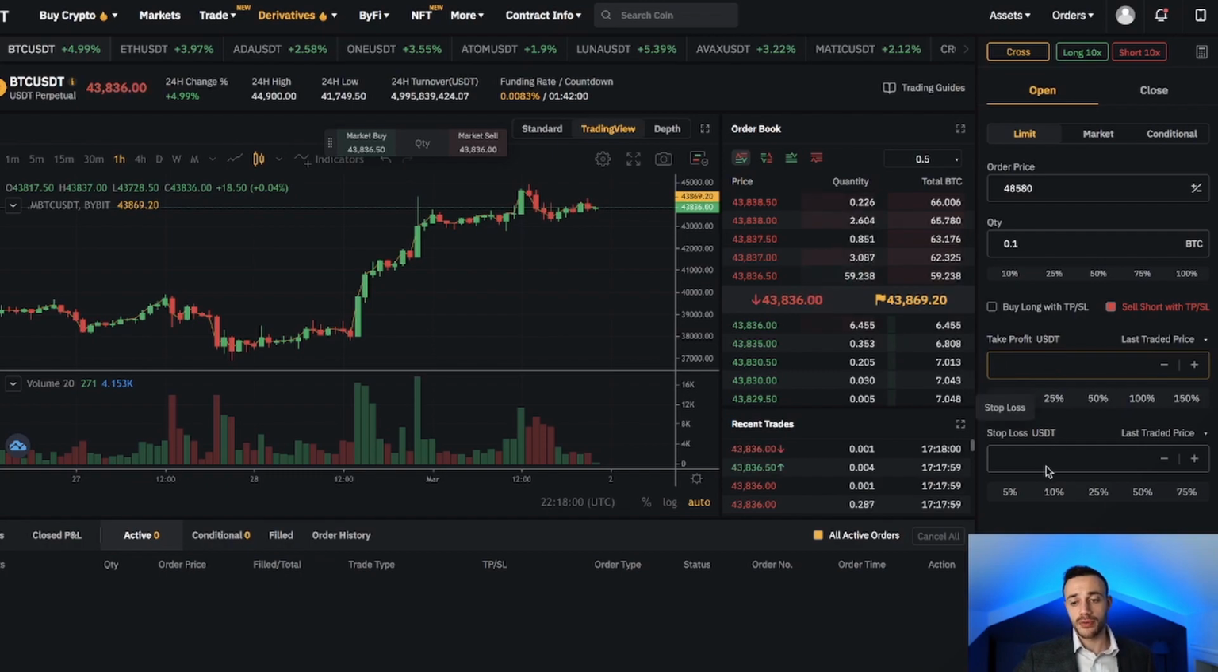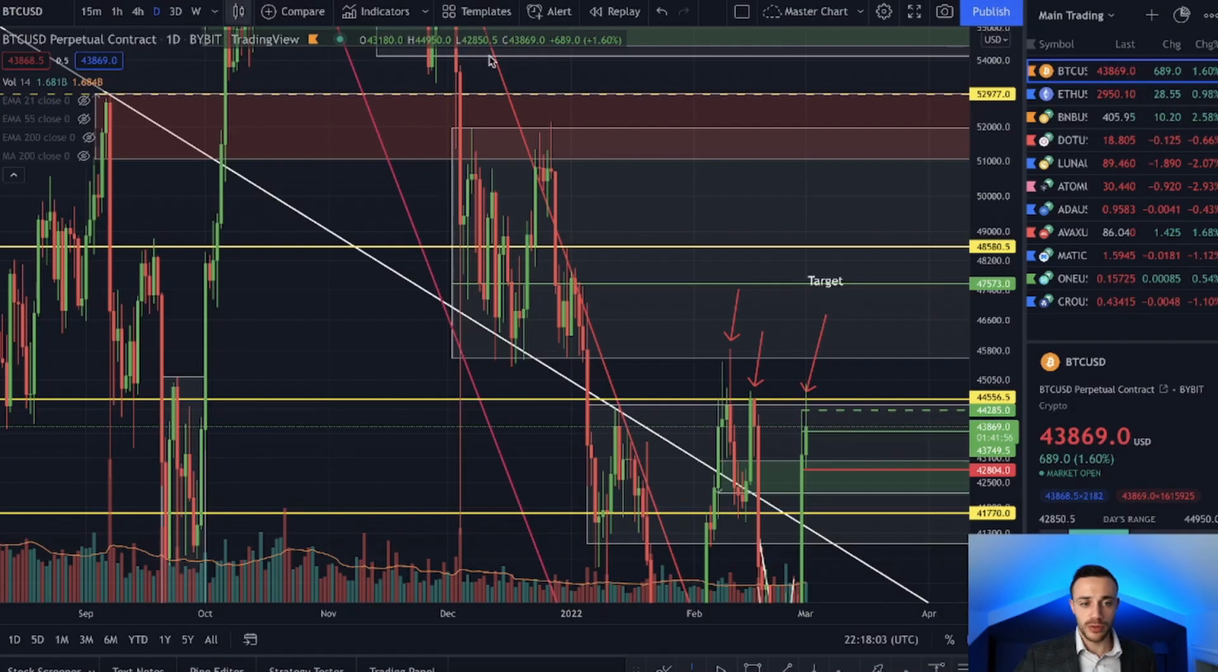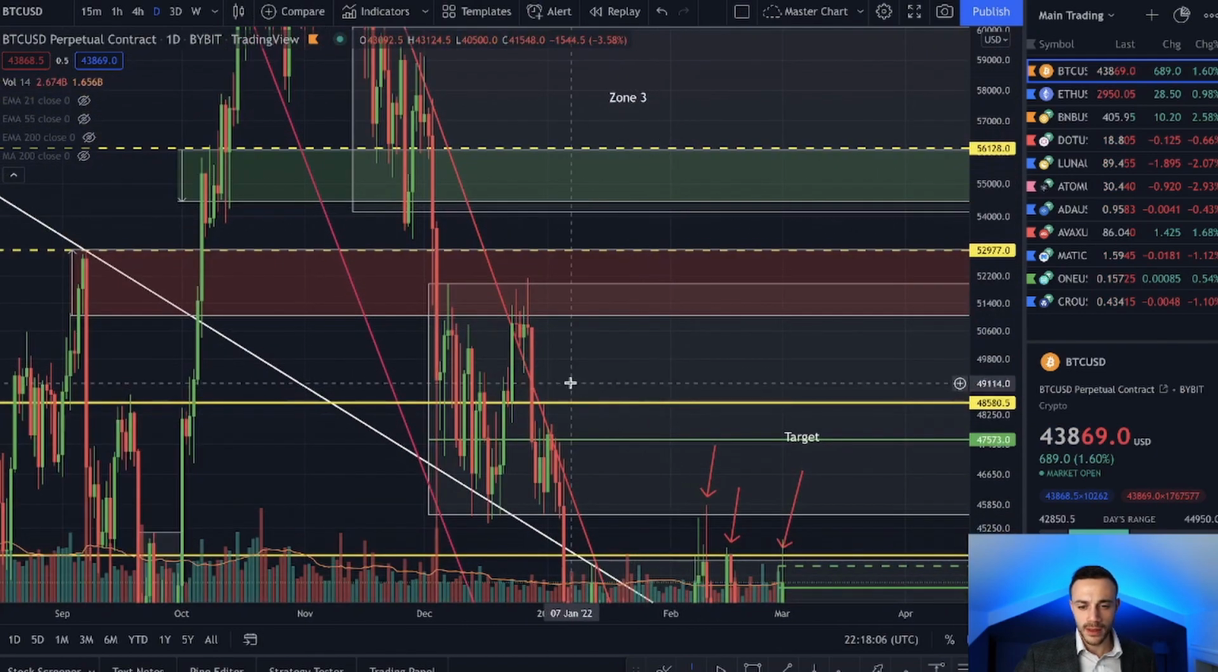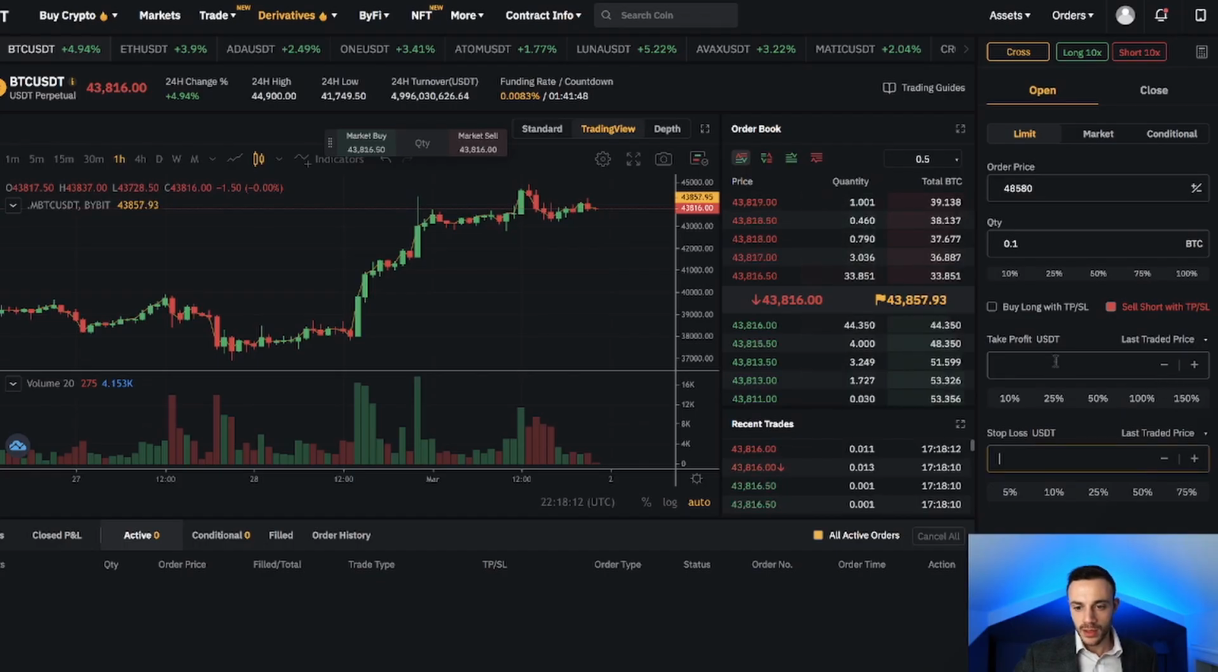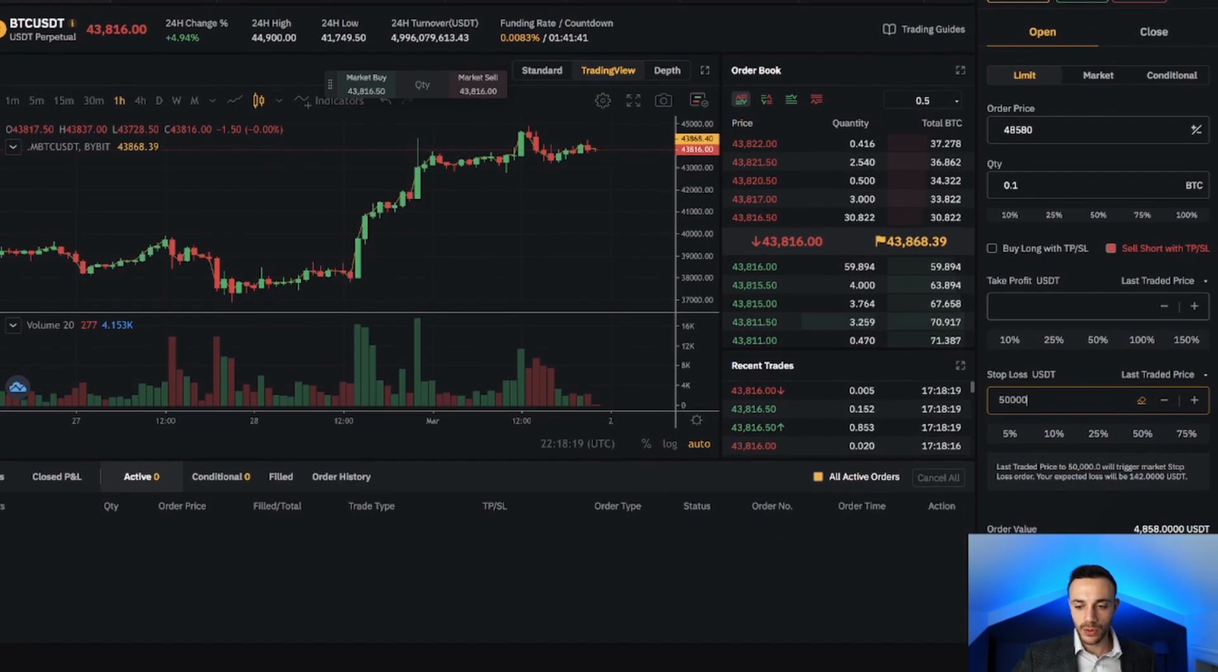And I can put in my take profit and my stop loss here. Let's just put in the stop loss. I typically do put in the stop loss right away when I place the order. So let's say I want to put the stop at 50,000, just for example's sake. So we would put stop at 50K. And then all I would do is I would have post only, good till canceled, and I would hit open short.